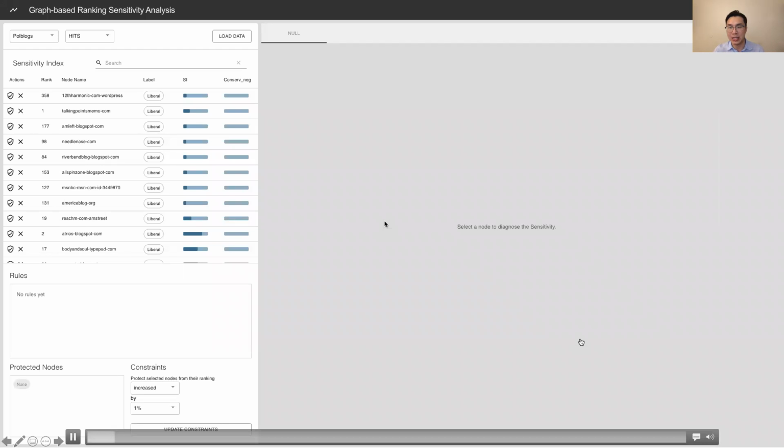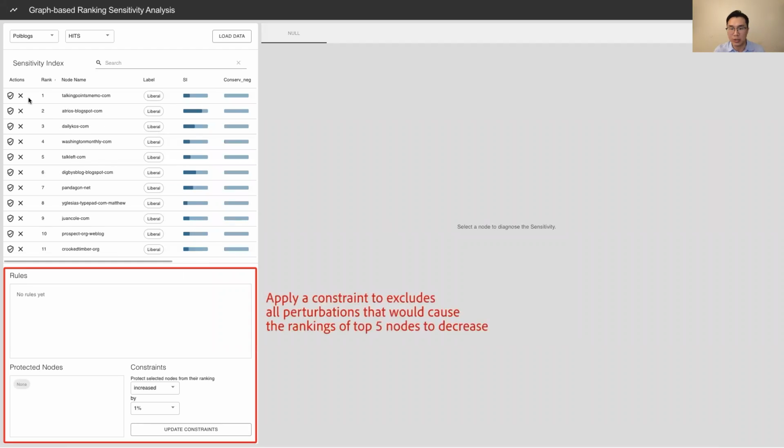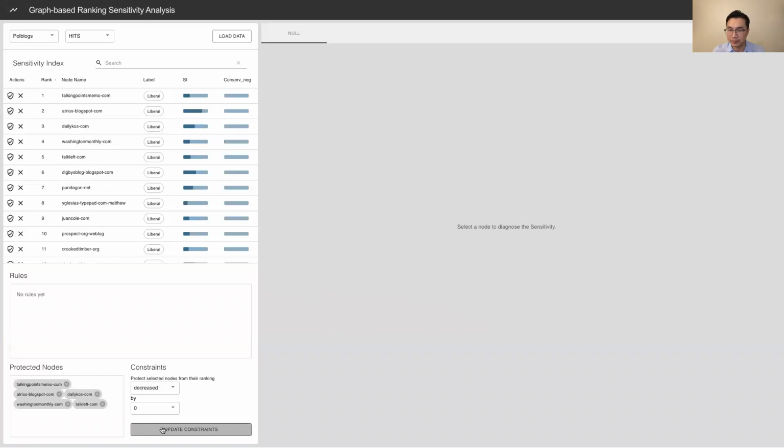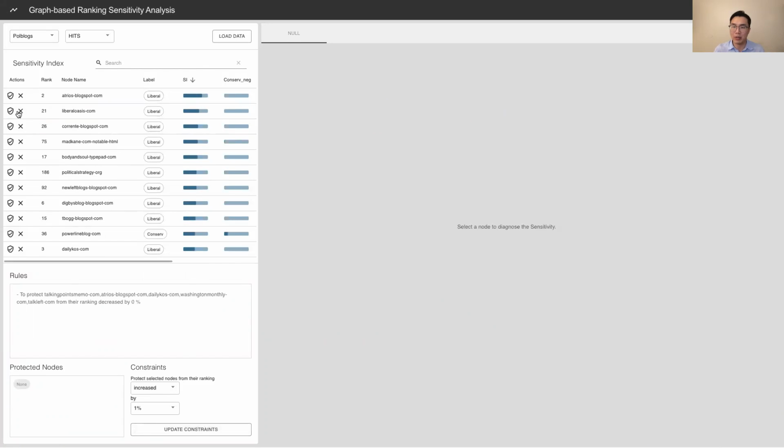As you can see, the left panel is the sensitivity index list for all these instances. On the bottom, there is a constraint filtering section. Given the assumptions we mentioned before, we apply constraints that exclude all the perturbations that would cause the ranking of the top 5 nodes to decrease. After the rule is applied, the table is refreshed. We find the liberal blog, liberalauthors.com, appears on the second row, which satisfies our requirements.